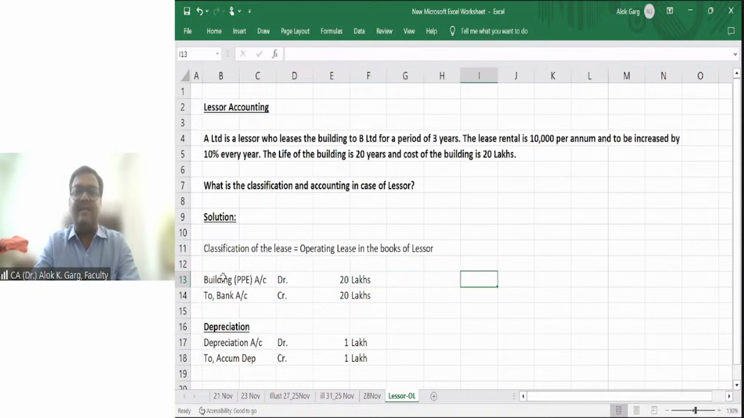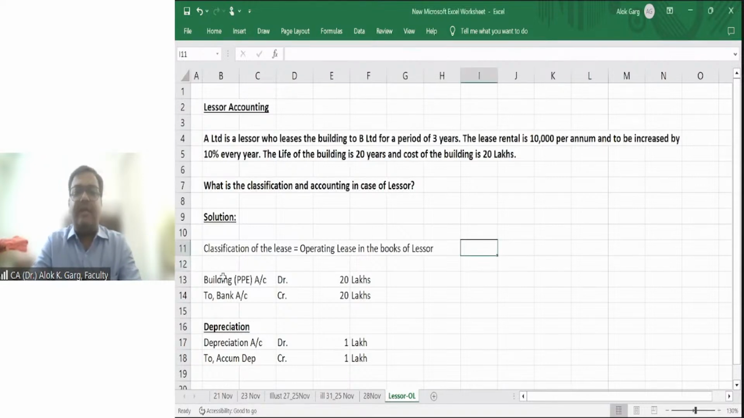Now coming to the lease accounting. Standard says that in case of an operating lease, the lessor has to recognize the lease income on a straight line basis.